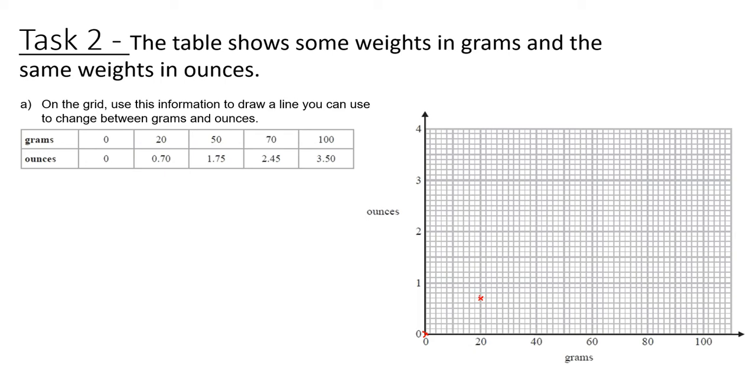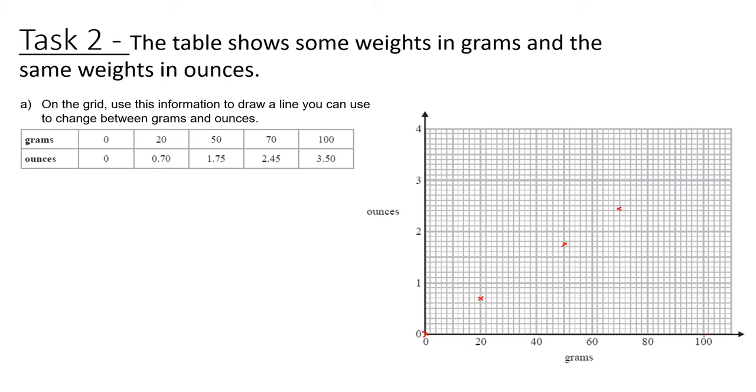Next one, it says 50 grams is 1.75 ounces. So 50 is between 40 and 60. And then 1.75, I'm going to say is roughly about there. And then we've got 70 grams is 2.45 ounces, so 70 is again between 60 and 80. We're going to go up to 2.45, which I will say roughly about there.